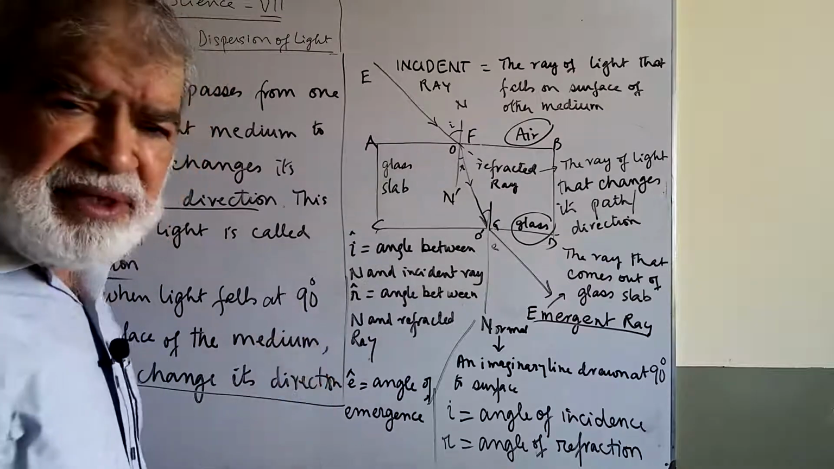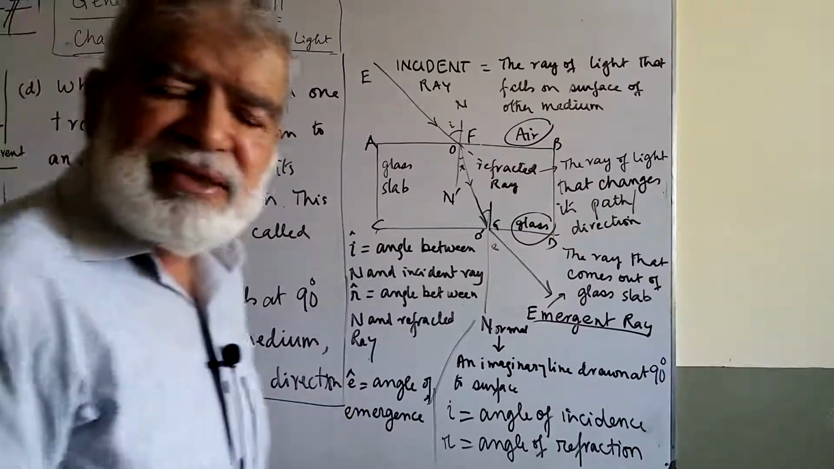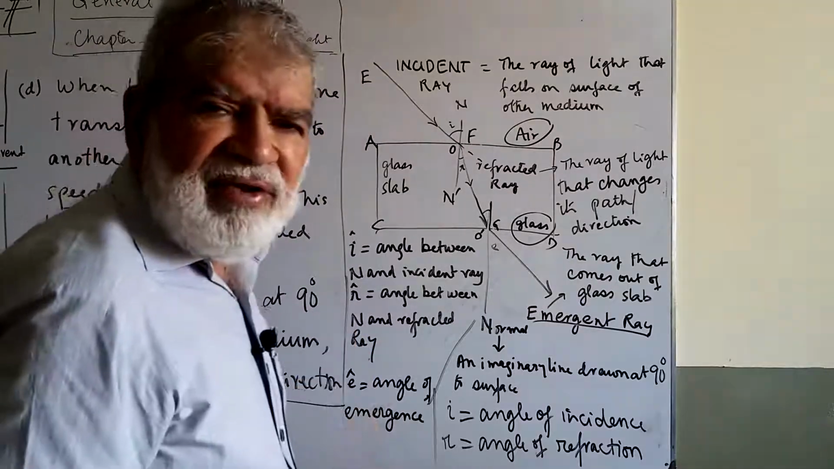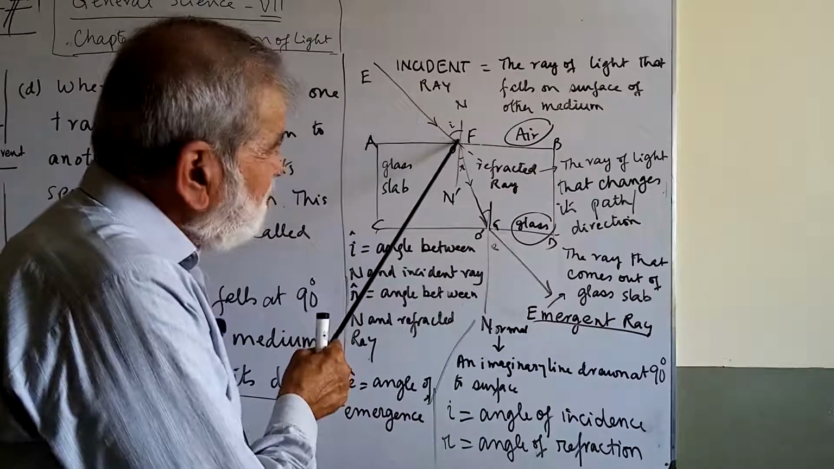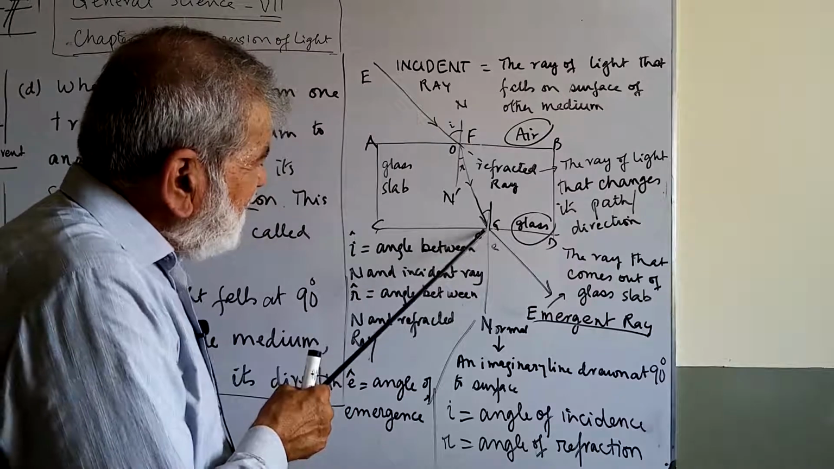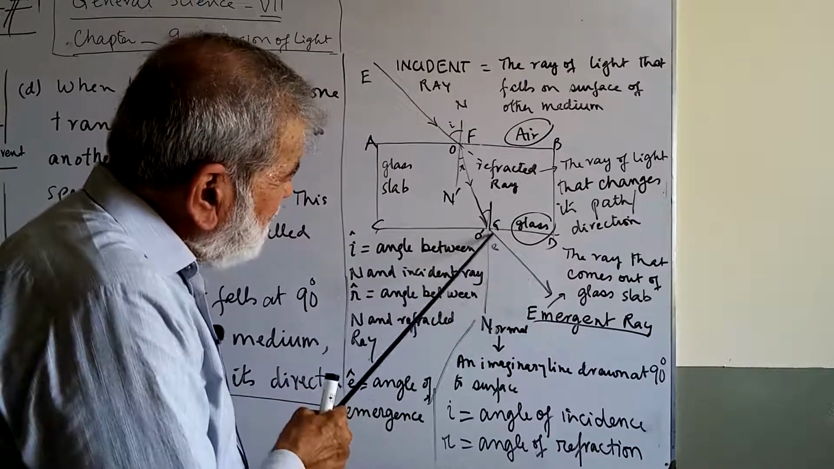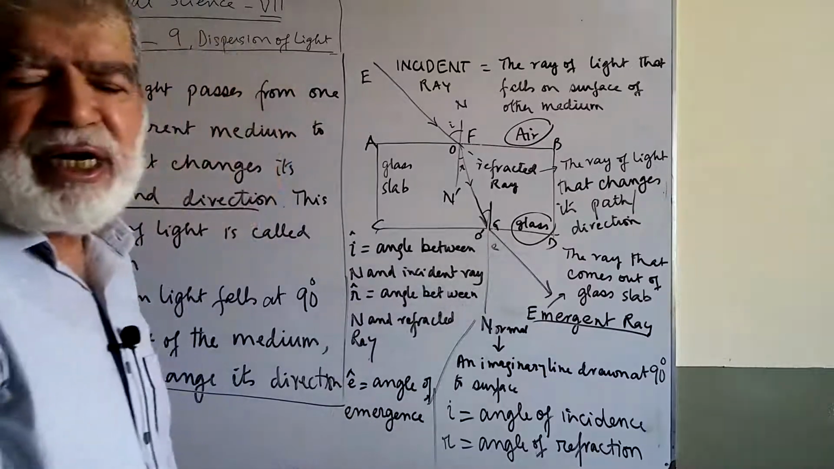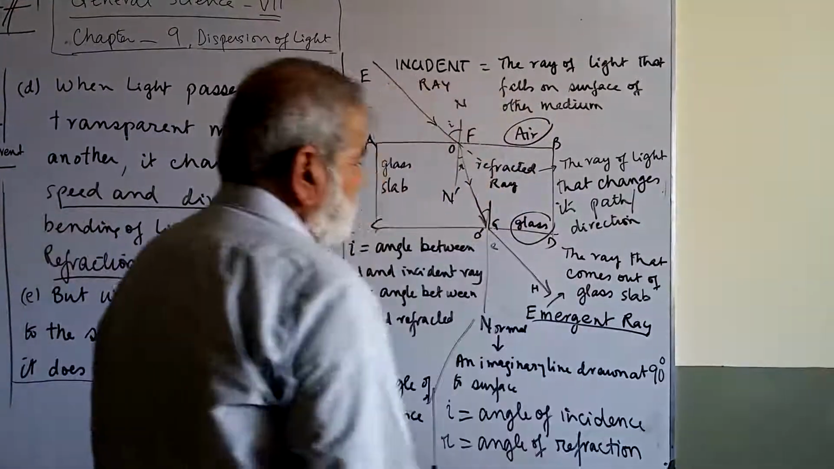And this angle which it makes with the normal at this point is known as R, and this is called angle of refraction. I is the angle of incidence. So the ray of light goes like this. When you try to look from this side, you will see it like this. So draw this line, and then move your head here and try to see this. It emerges out like this. So this is known as the emergent ray. GH is known as emergent ray.